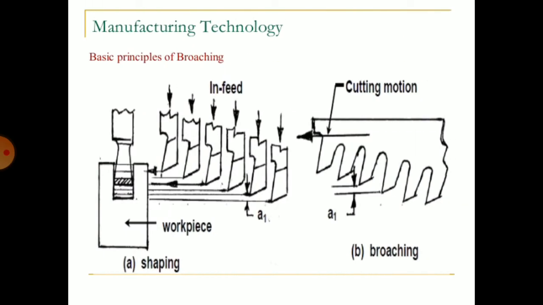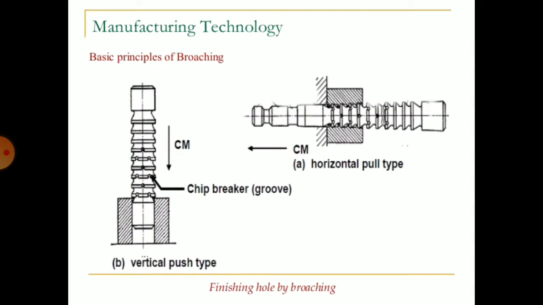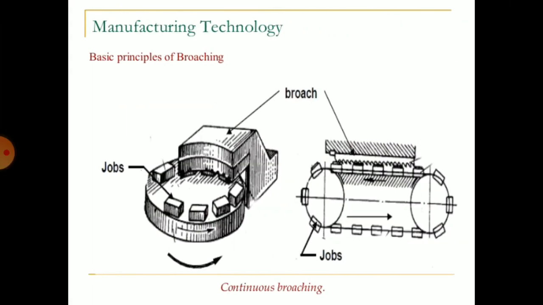Basic principles of broaching are shown in this figure. This is the workpiece and this is the feed. Cutting motion is of this type in broaching. There are two types: vertical push type and horizontal pull type. Another type is continuous broaching.